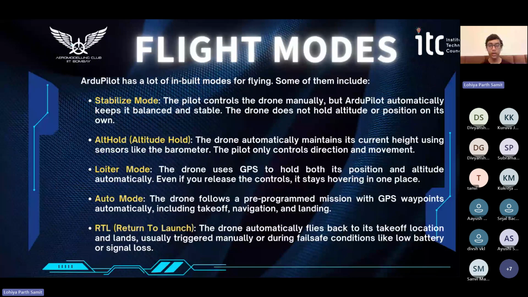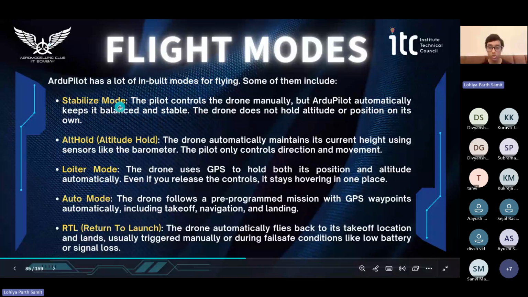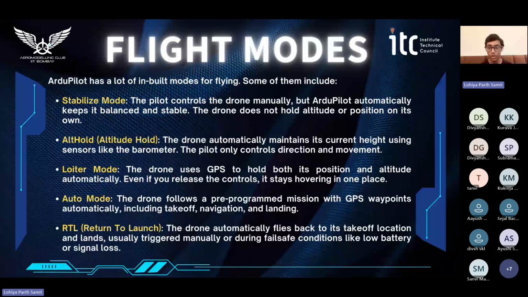Moving on to flight modes in the ArduPilot system. It has a lot of built-in modes for flying. Some of them include Stabilize, Alt Hold, Loiter, Auto, and RTL, that is return to launch. Taking a look at them one by one. Stabilize mode holds the drone's control, but a pilot can also take over manually anytime they want, and it keeps the drone fixed in the X, Y, and Z positions.